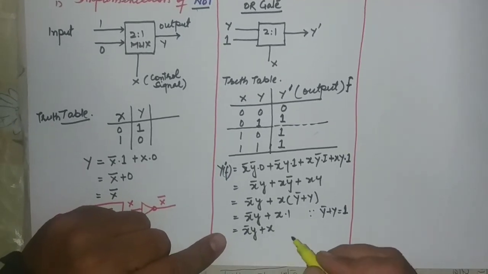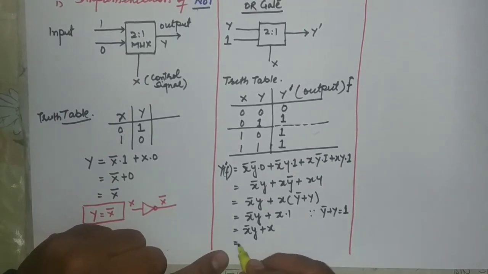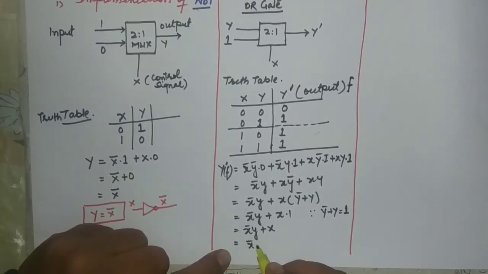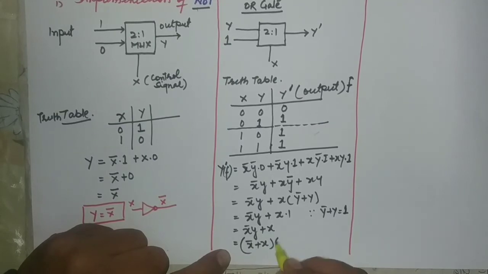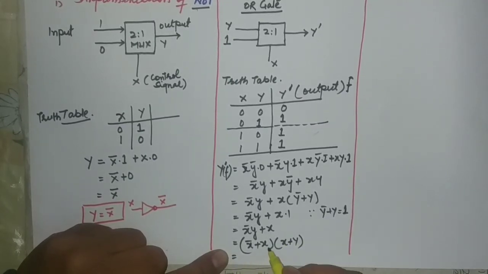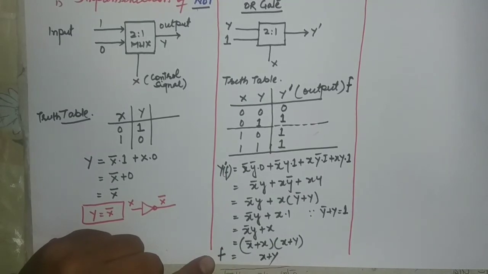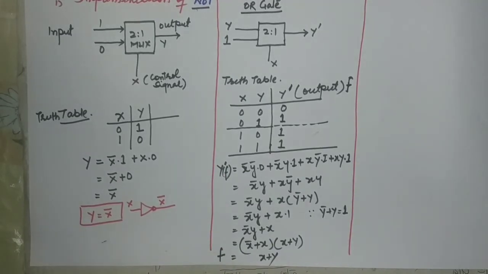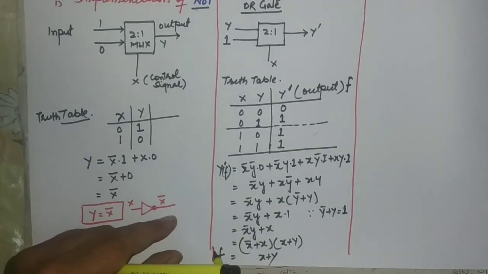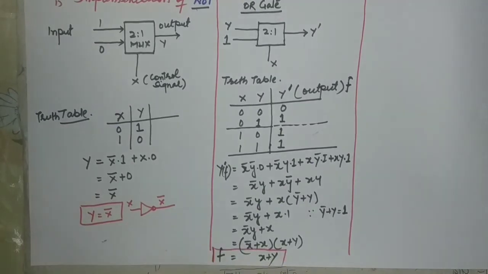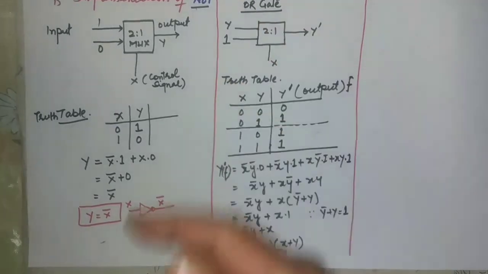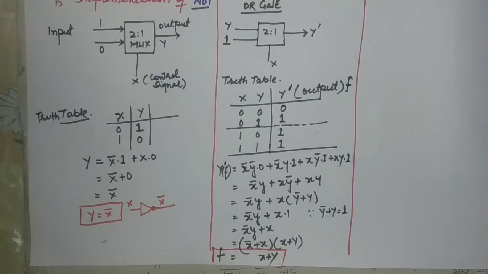So again we are applying the rules of Boolean algebra. So this comes out to be x bar plus x into x plus y. Again this x bar plus x is equal to 1. 1 into x plus y is equal to x plus y. So the output f is equal to x plus y. So this is the OR gate.